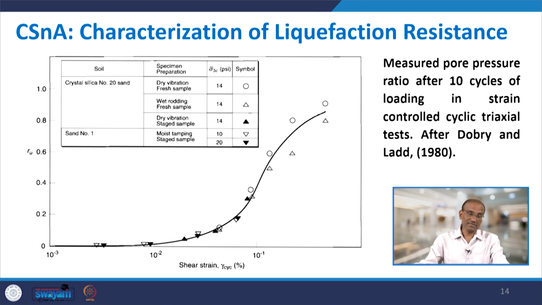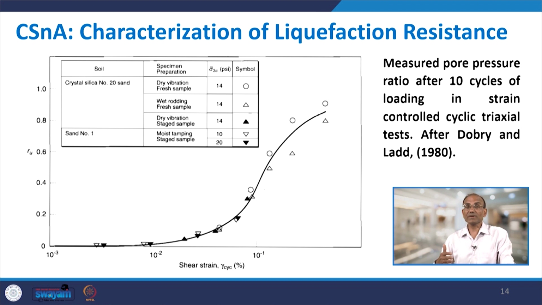For example, this has been given by Dobry and Ladd. In this figure, on the x-axis you have cyclic shear strain, varying from 10 to the power minus 3 to 1%. On the y-axis you have the value of r_u, varying from 0 to 1. You have different data points, and three parameters are changing: specimen preparation, effective confining pressure, and the symbols used. But you see that all of them lie on one curve.